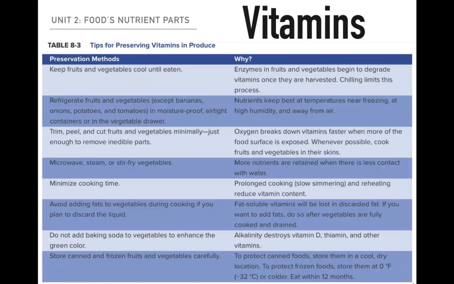Here are some tips to maximize the vitamin content in produce. You'll want to keep them cool and in moisture-proof airtight containers. Avoid trimming or peeling too much of it, and cook just a little bit. Avoid adding baking soda. Don't store them for too long, otherwise you'll see a degradation in that vitamin content.